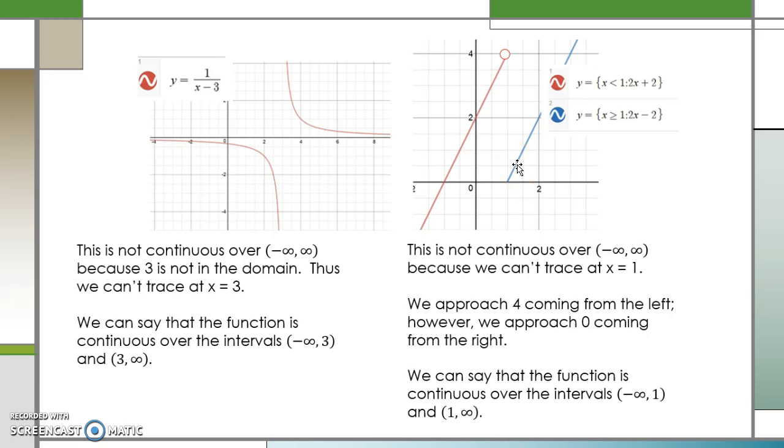However, just like the previous example, we can say that the function is continuous over the two intervals. From negative infinity to 1, skip and start back at 1 and continue to infinity. So notice that we cannot have any holes or jumps in the graph to be continuous. We should be able to use our pencil and trace over the entire graph without skipping or jumping or having gaps or whatnot in them.